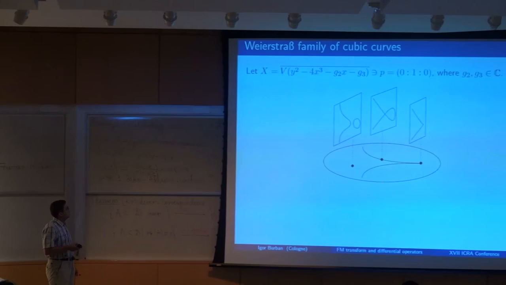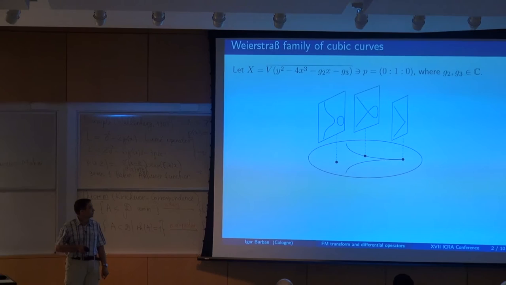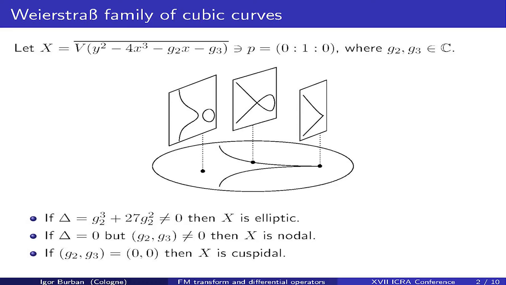Any integral genus 1 curve is a Weierstrass cubic, and pi is a point at infinity, so it is a compactifying point. Well, I introduced it earlier. So such a curve is smooth when the discriminant is non-zero. It could be singular when the discriminant is zero. Unless both parameters are zero, then the curve is nodal, and otherwise the curve has a cuspidal singularity.